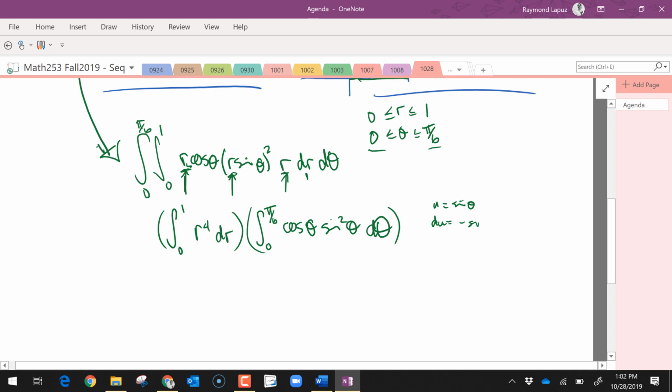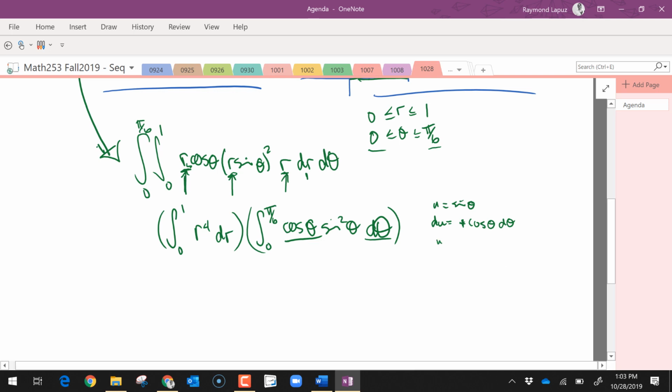Except you have a negative sign popping out, right? Or negative cosine. And then that would take this cosine theta d theta, and you'll have a u squared. We can change the limits too, if we want. Do you change limits now, or you change it back? Derivative of sine is positive cosine. Get those mixed up all the time, right? All right, so it's positive.